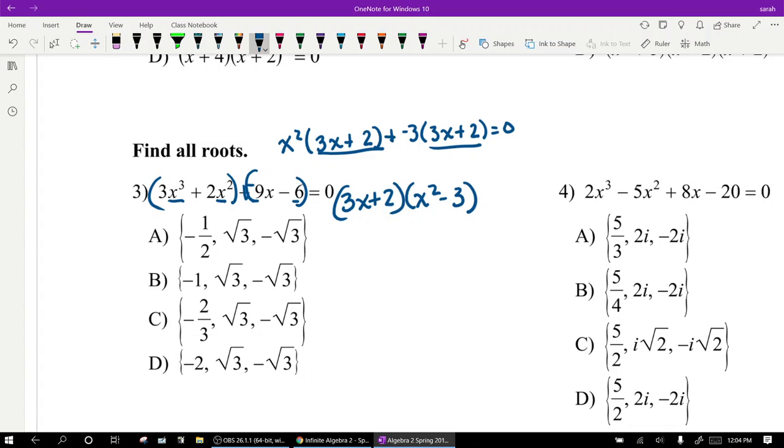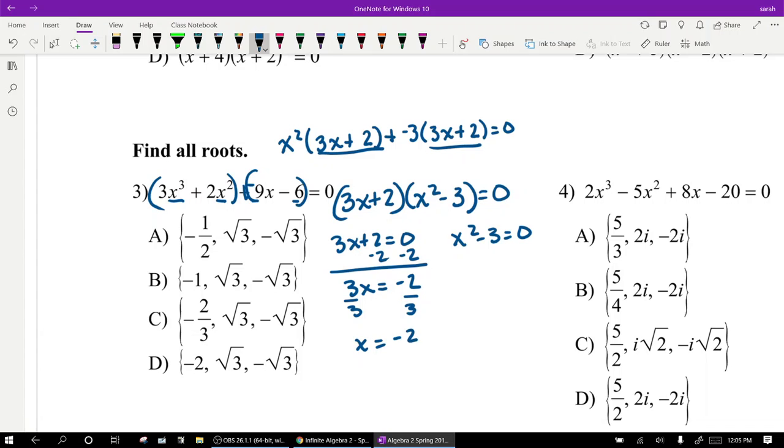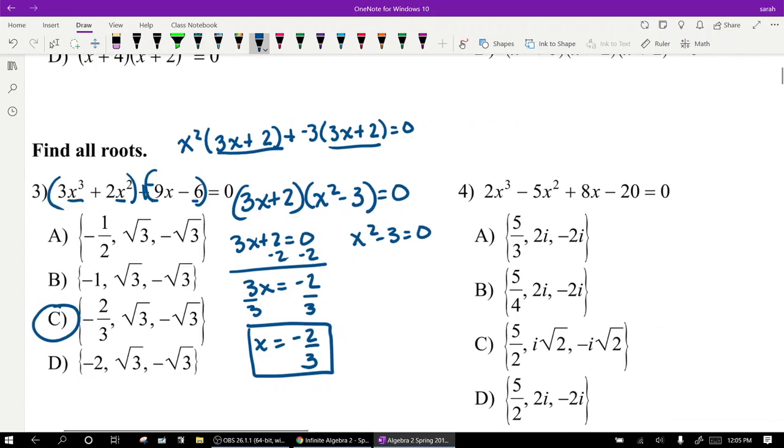All right, let's just take a look at these. If they equal 0, 3x plus 2 has to equal 0, or x squared minus 3 has to equal 0. So subtract 2 from both sides. We have 3x has to equal negative 2. Divide both sides by 3. So x has to equal negative 2 over 3. I'm going to look at my answers first, and there's only one that has x equals negative 2 over 3. So for number 3, I don't have to do any more work. It's just equal to C.